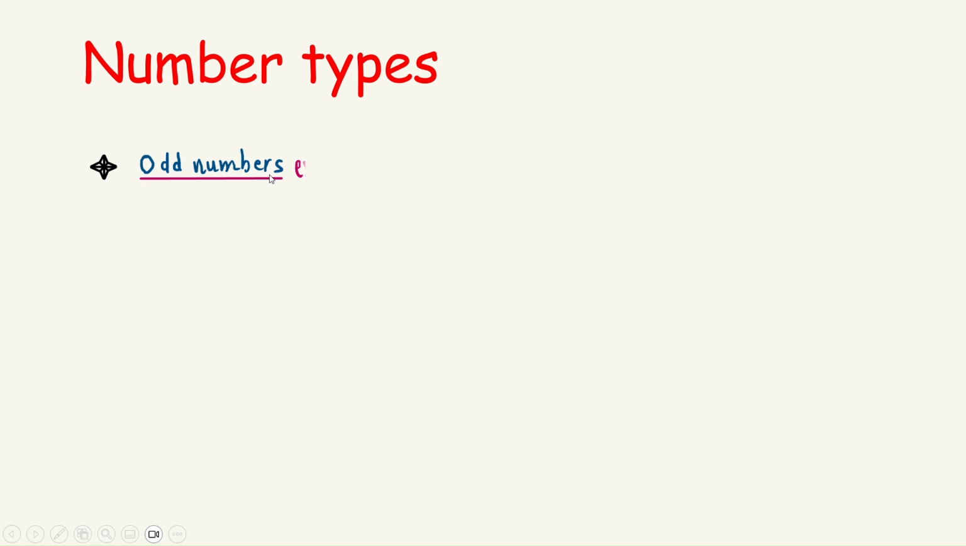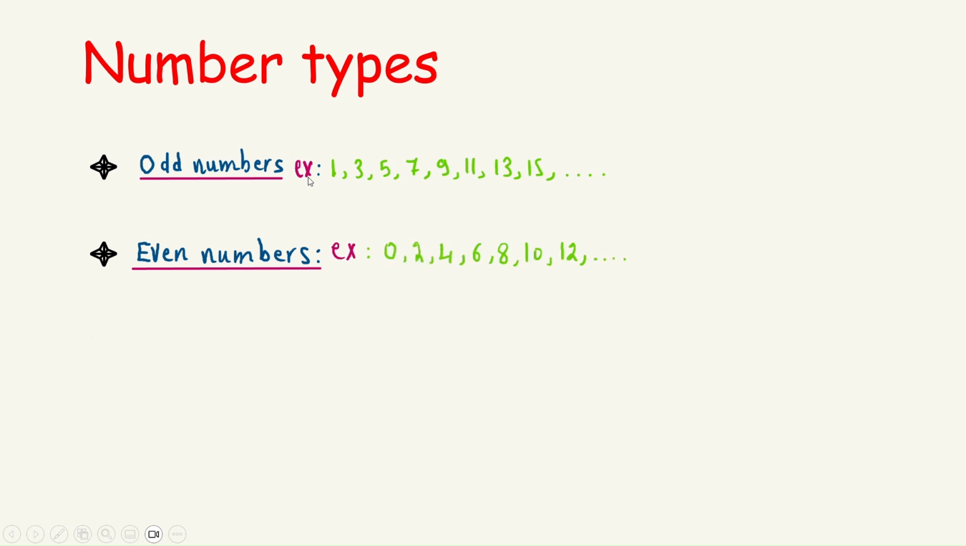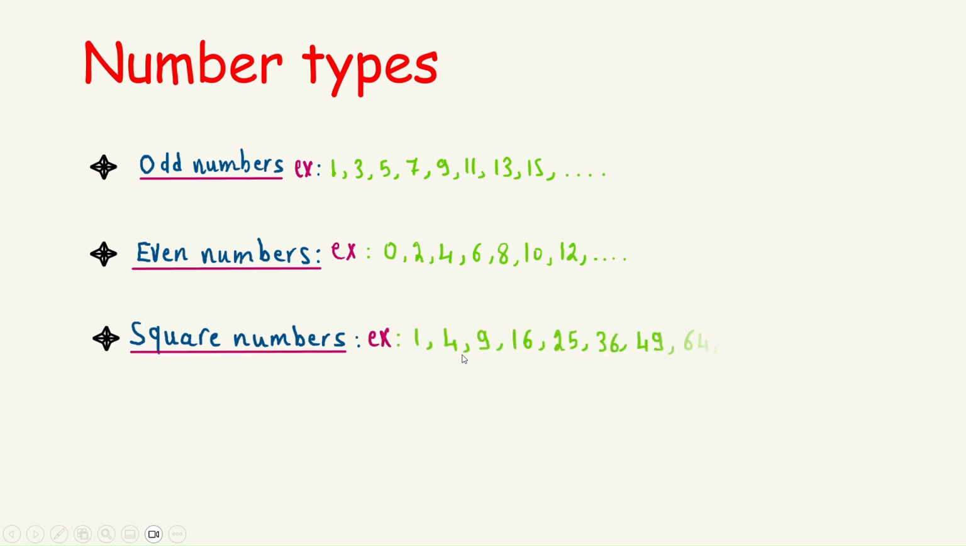Odd numbers are the numbers that are not divisible by 2, like 1, 3, 5, 7, 9, 11, 13, 15, and so on. Even numbers are the numbers that are divisible by 2, like 0, 2, 4, 6, 8, 10, and so on. Now, the square numbers are 1, 4, 9, 16, 25, 36, and so on.